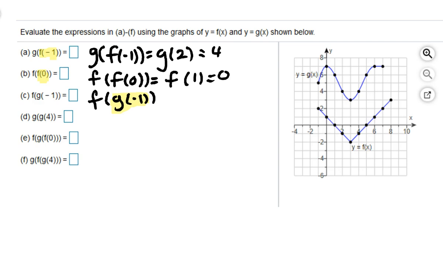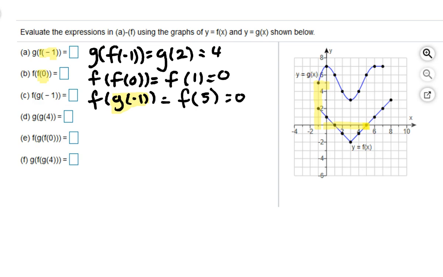So negative 1 is right here. We want to go up to the graph of g, and we get a y value of 5 there. So g of negative 1 is 5. And now we want to find f of 5. So here's an x value of 5, and I'm already on the graph of f. Got a y value of 0 there. So f of 5 is 0. f of g of negative 1 is 0.